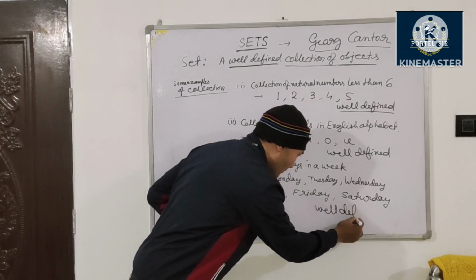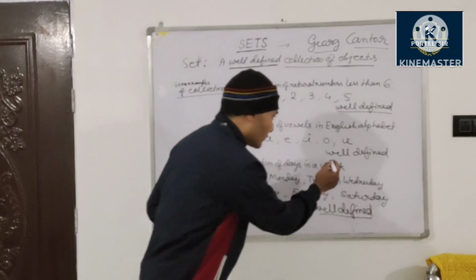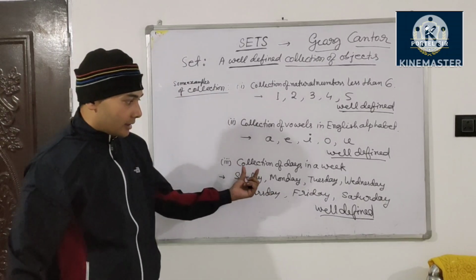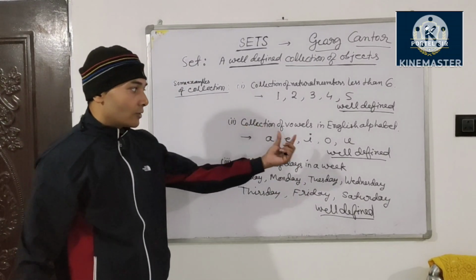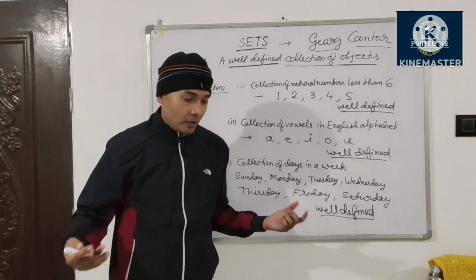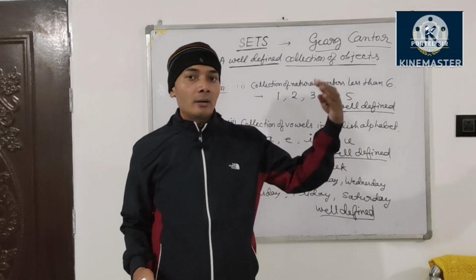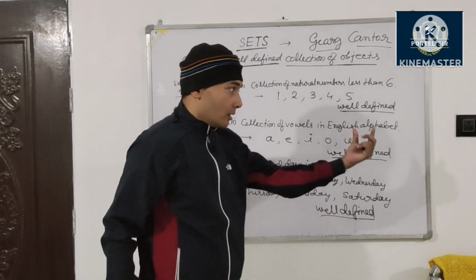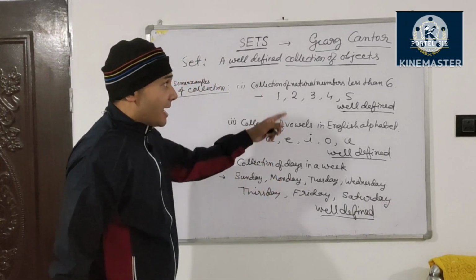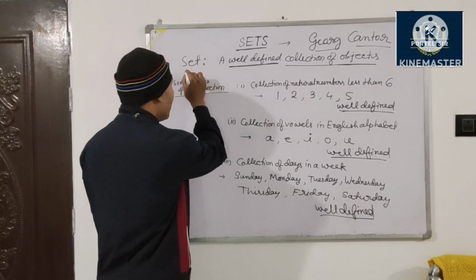What defined? Well defined. So this is also well defined and this is also well defined. Yes or not? Why well defined? Because this collection does not vary from person to person. For every person these collections are always the same. So this type of collection is called a set. What is this called? Set.